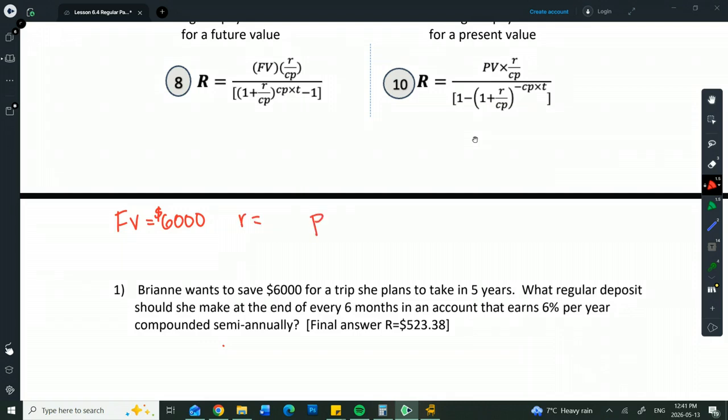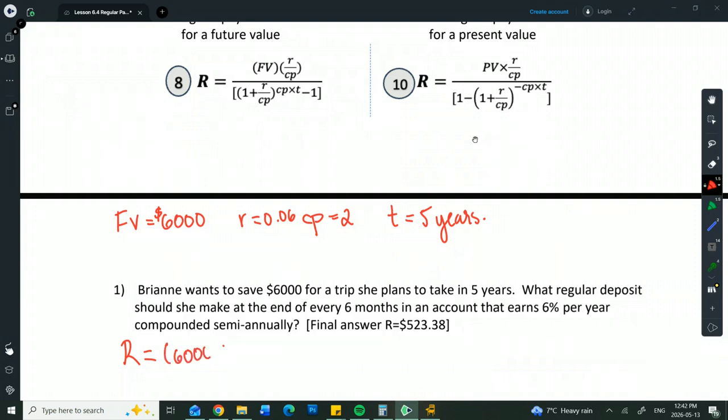R, CP, and T all need to be filled in. So what is little r? Perfect. Compounds: semi-annually means 2, and then T. She makes the regular payments every 6 months, and she's going on a trip in 5 years. Perfect. Okay, so let's plug that into our formula above.